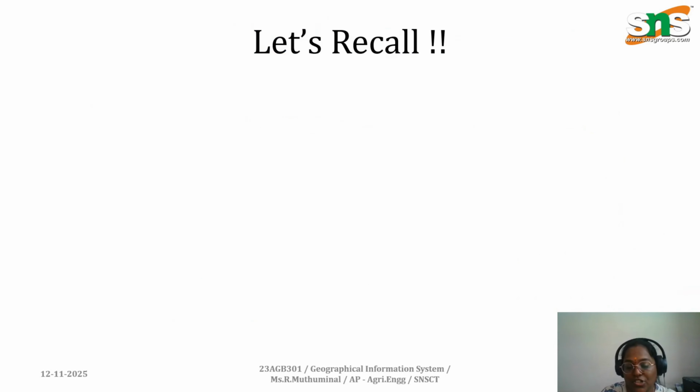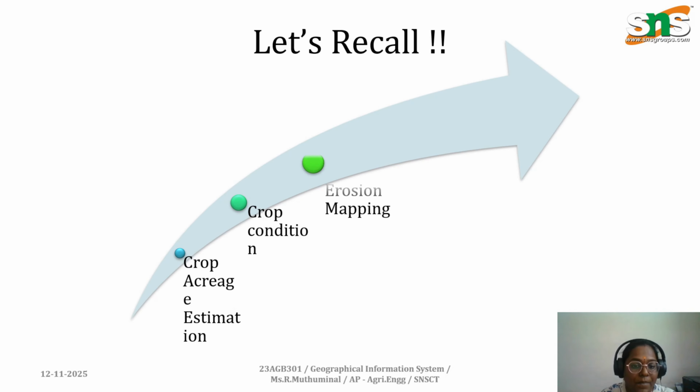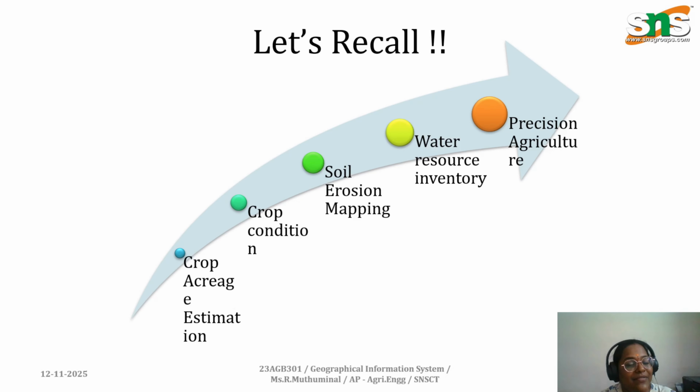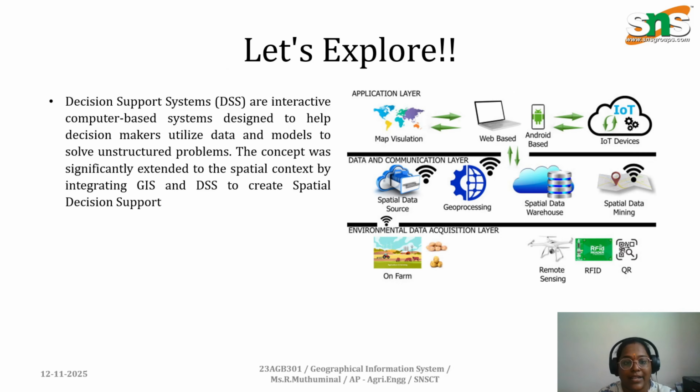So before going into the session, let us have a small recap of what we have seen in the previous classes. We have seen about crop acreage estimation, how we can predict the crop condition, how we can map the soil erosion data, how we can identify water resources inventory, and recently we have seen about precision agriculture. Today's topics are what is a decision support system, how we can identify the decision challenges, the role of GIS and GPS, and application of GIS and GPS in decision support system in agriculture.